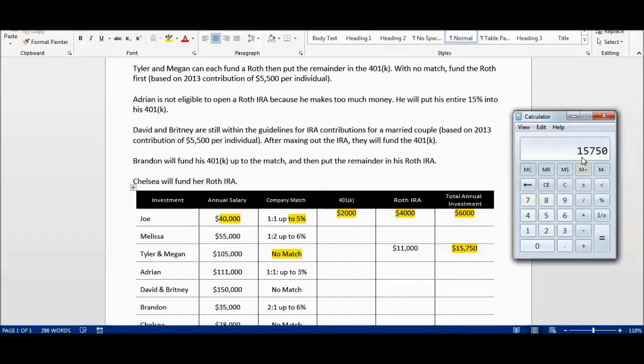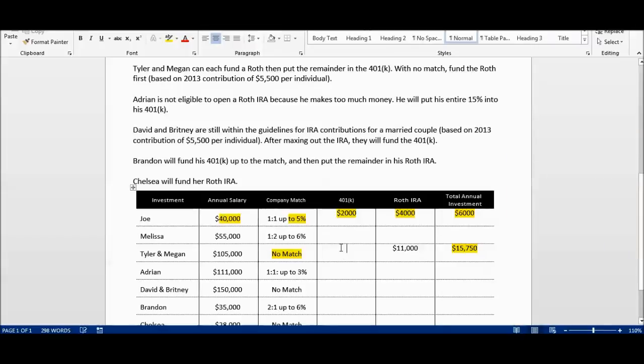So we have our calculator, and we're going to subtract the $11,000 from the total annual investment, and that gives us $4,750. And we are complete for Tyler and Megan.